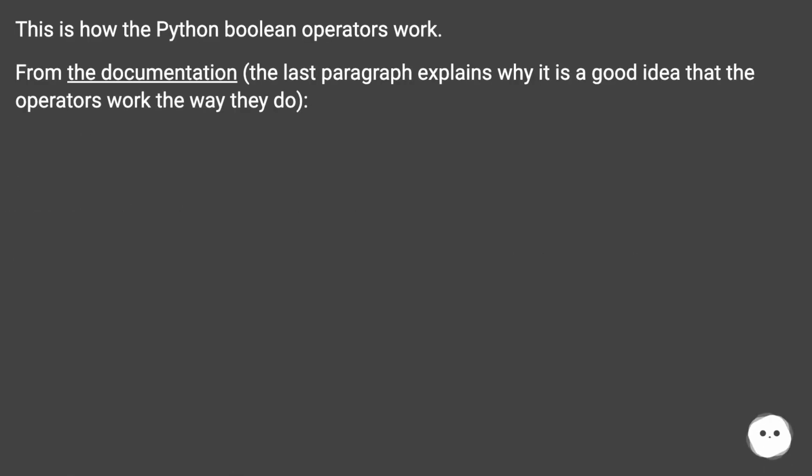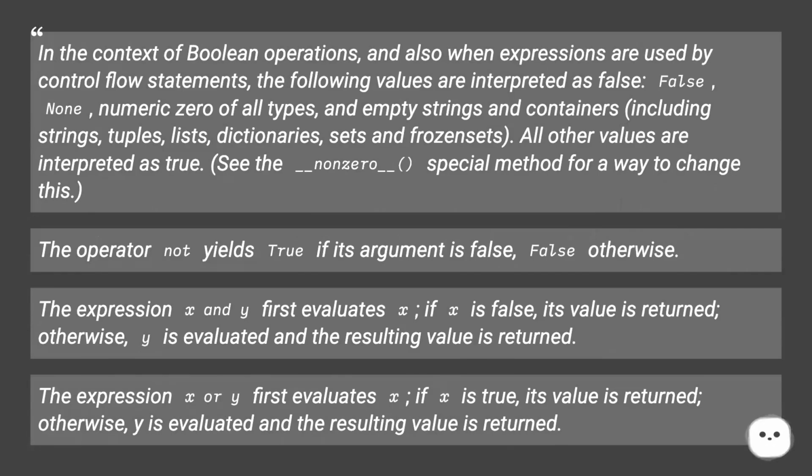This is how the Python Boolean operators work. From the documentation, the last paragraph explains why it is a good idea that the operators work the way they do. In the context of Boolean operations, and also when expressions are used by control flow statements, the following values are interpreted as false: False, None, numeric 0 of all types, and empty strings and containers, including strings, tuples, lists, dictionaries, sets, and frozen sets. All other values are interpreted as true. See the __nonzero__ special method for a way to change this.